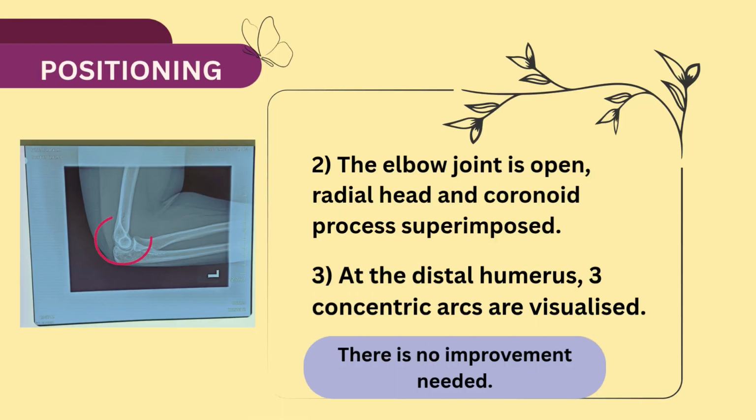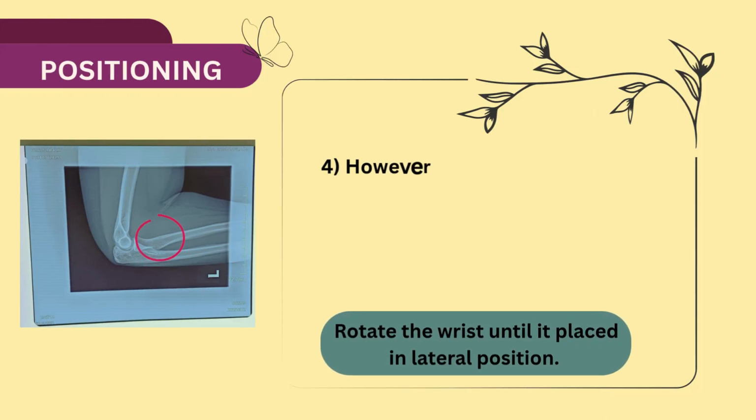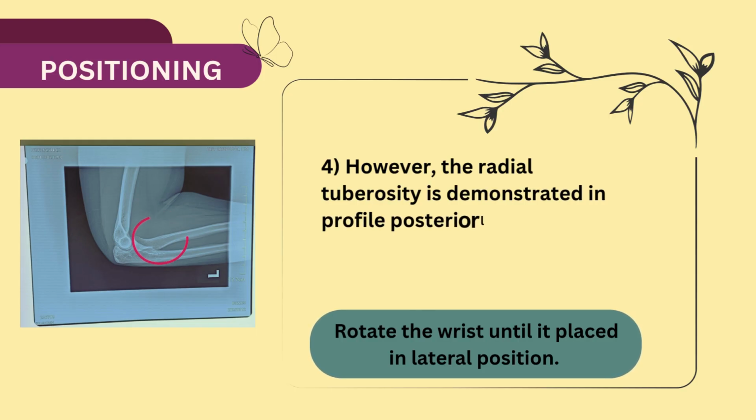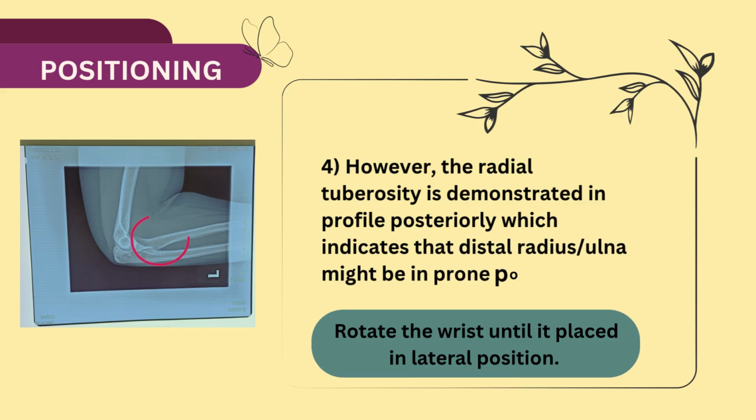Secondly, the elbow joint is open, and the radial head and coronoid process are superimposed on each other. Thirdly, at the distal humerus, three concentric arcs are visualized. Hence, there is no improvement needed for this positioning. However, the radial tuberosity is demonstrated in profile posteriorly, which indicates that the distal radius and ulna might be in prone position. To improve this, rotate the wrist until it is placed in lateral position.